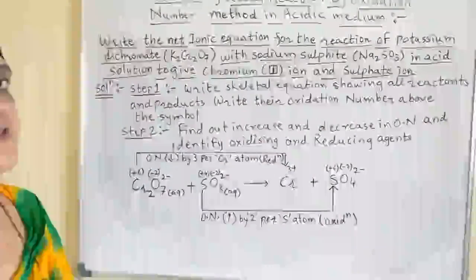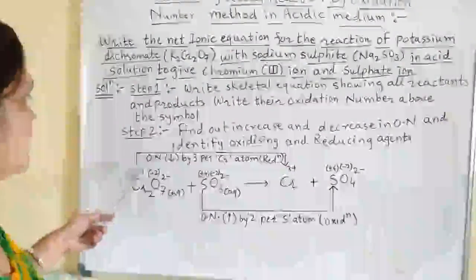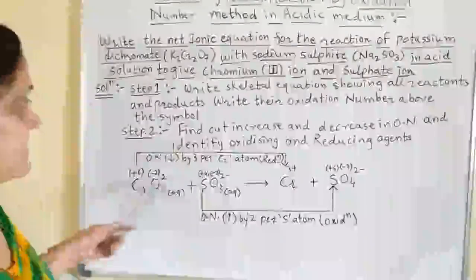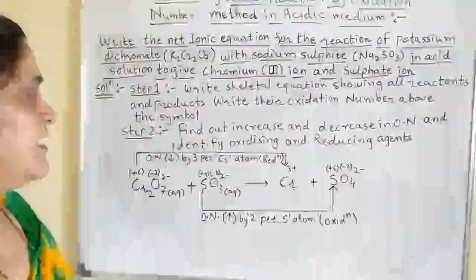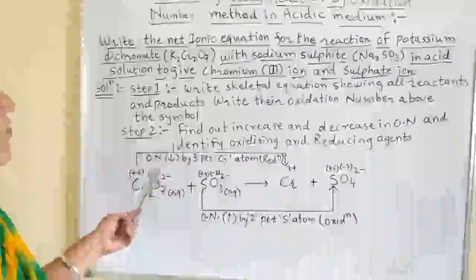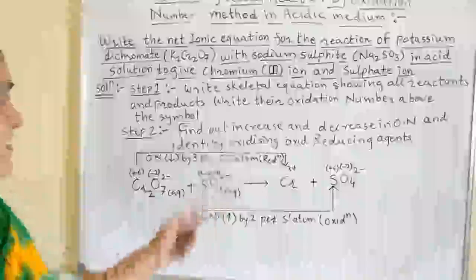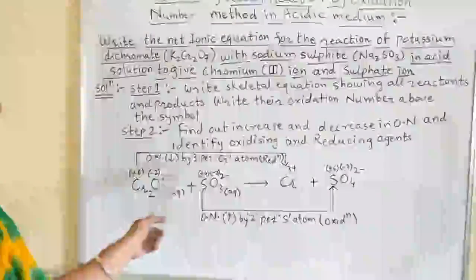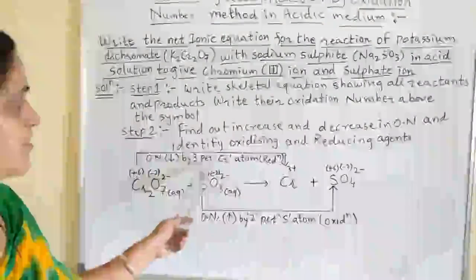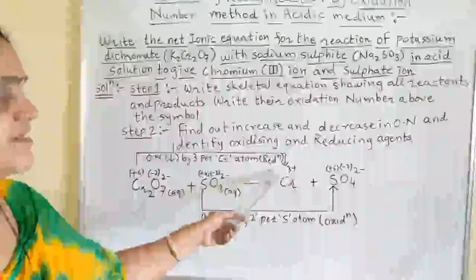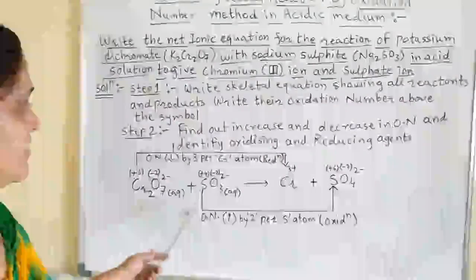This way the oxidation number of each element's atom I have written above its symbol. Now we will check where the decrease and increase in the oxidation number take place. From plus 6 to plus 3, the oxidation number of chromium is decreased, so the oxidation number decreased by 3. The decrease I have shown with the downward arrow, decreased by 3 per chromium atom. So here the reduction reaction is taking place.